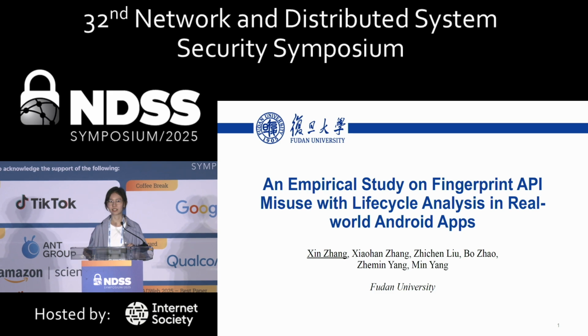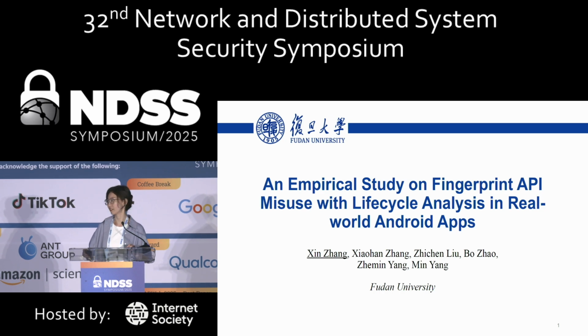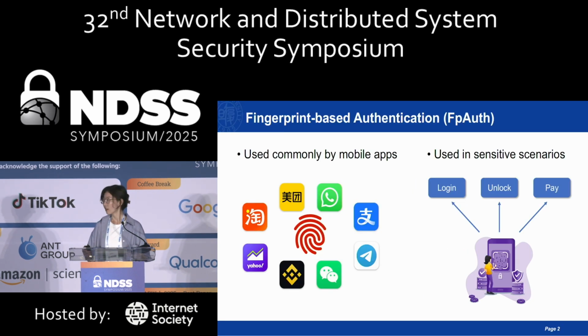Now I'm honored to present our work, an empirical study of fingerprint API misuse with lifecycle analysis in real-world Android apps. This paper focuses on fingerprint-based authentication, or FpAuth for short. As a widely used technology, it is integrated in all kinds of mobile apps. Also, it is widely used in some sensitive scenarios, such as using FpAuth to log in to accounts, unlocking apps, and making payments. While it brings convenience for us, it also comes with some high security demands.